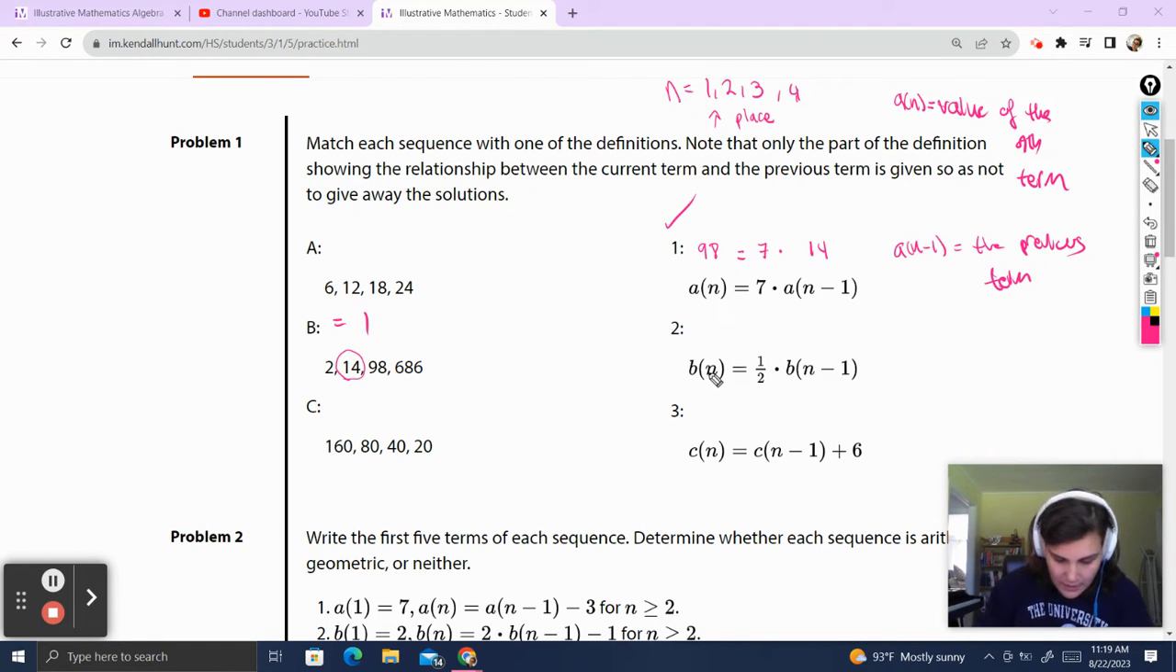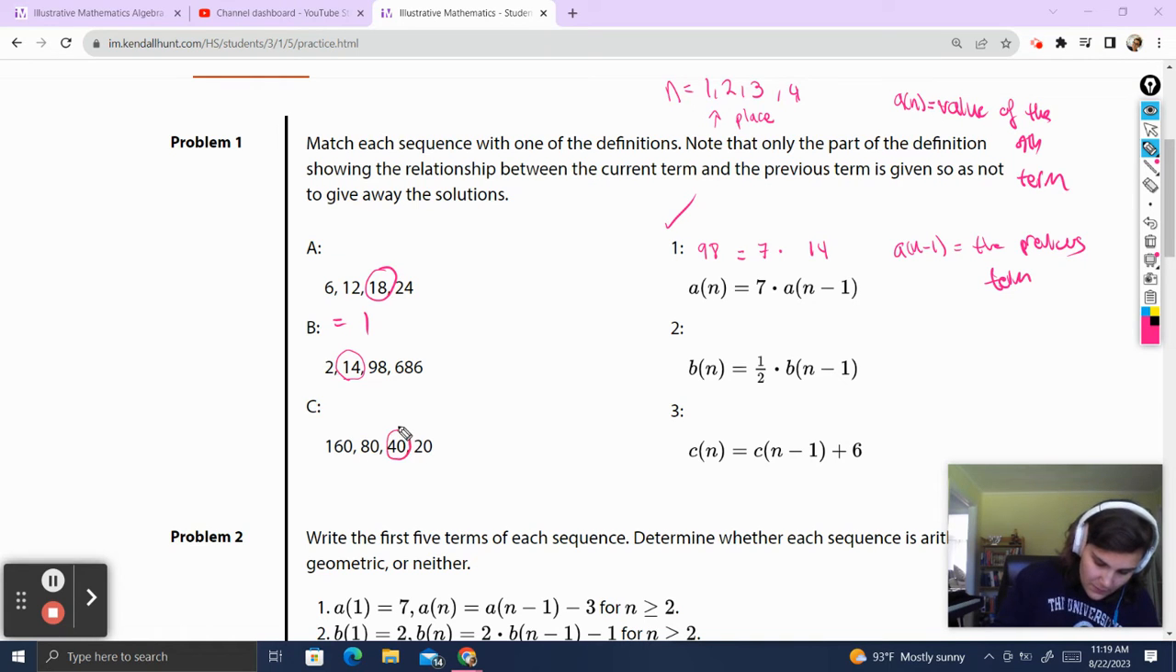Let's go ahead and check 2. So we have b of n as one of our terms. Now let's say 18. This should be equal to 1/2 whatever our previous term was, because that's what b of n minus 1 is. 1/2 times 12 is 6. So that does not equal 18, which means very likely this is not our correct answer.